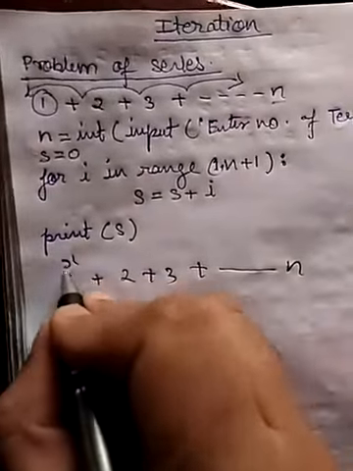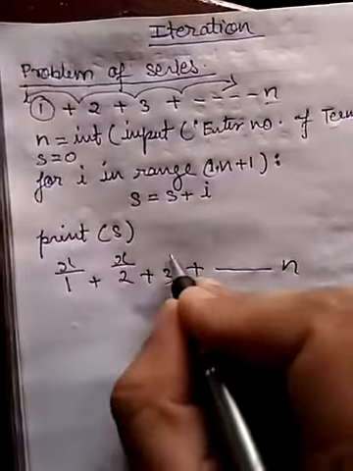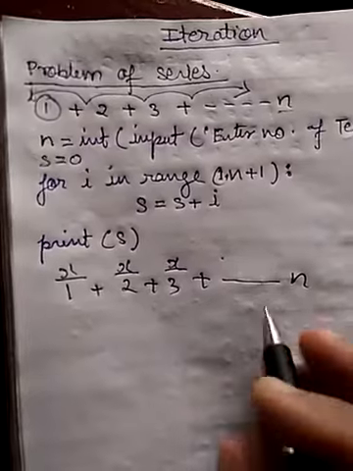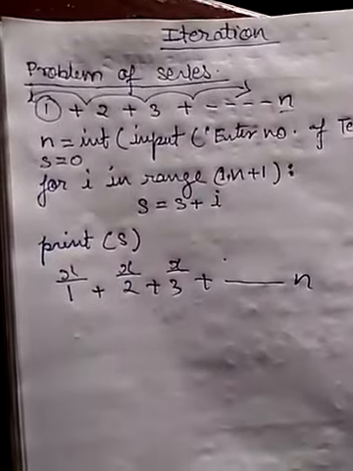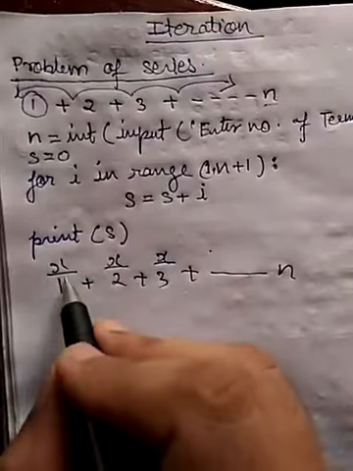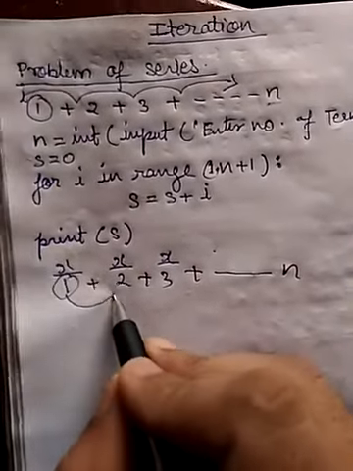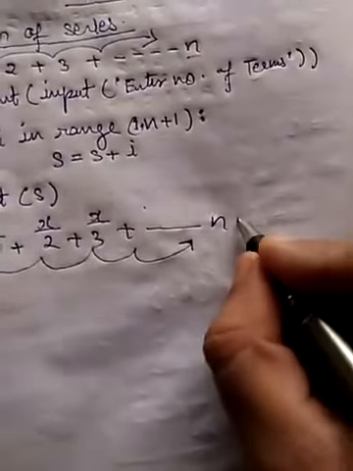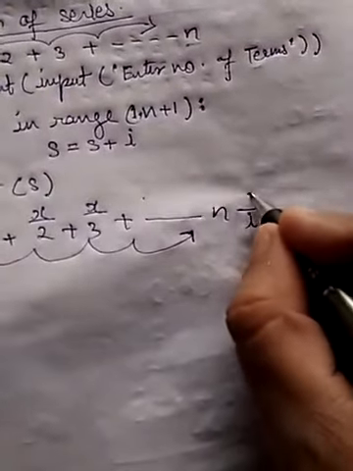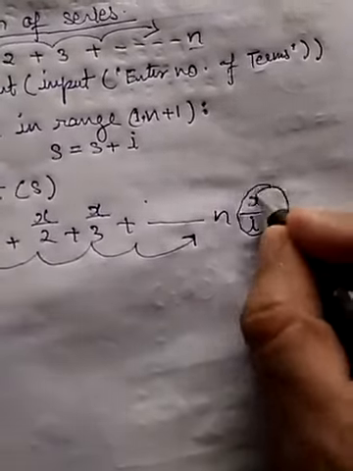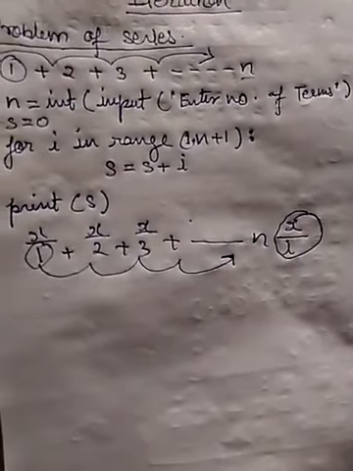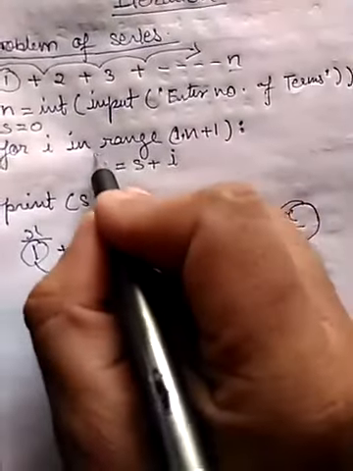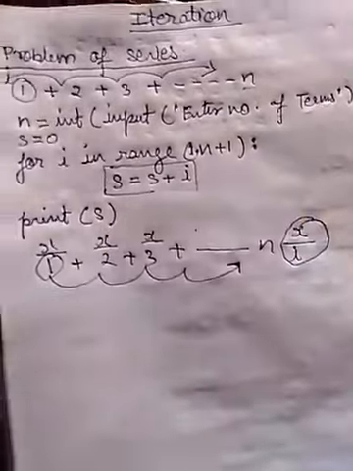Now suppose if I do like this, x upon 2, x upon 3 like this, then what will happen? Again the concept will remain same. Here what you see, we are starting the iteration from 1 to n, but the value of I is in this form, x upon I. So the question will remain same, the answer will remain same, only this part will change.